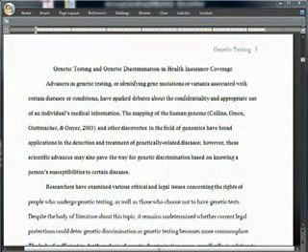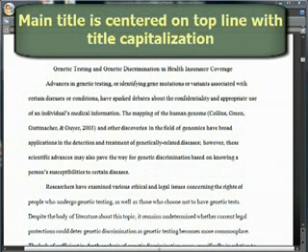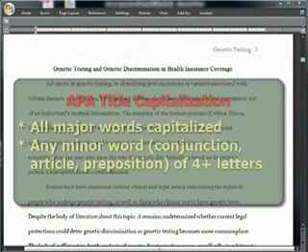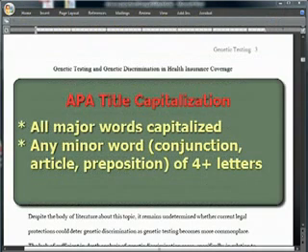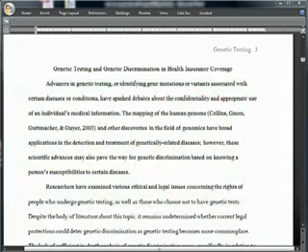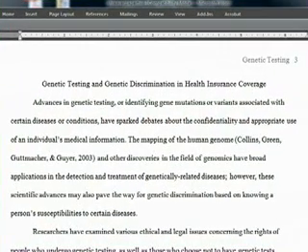So let's take a look at this introduction section. As you can see, the main title of your paper is repeated on the top line of this page. It is also centered, and it also maintains APA title capitalization. In APA, all major words of a title are capitalized. What does APA not consider to be major words? They are conjunctions, articles, prepositions. All words of 4 letters or more are capitalized.